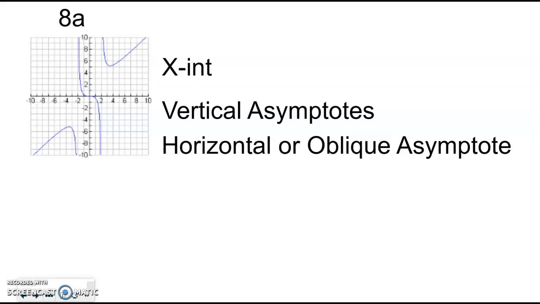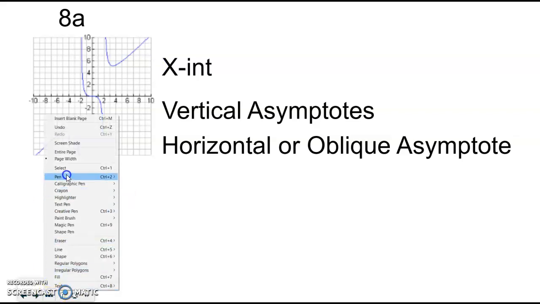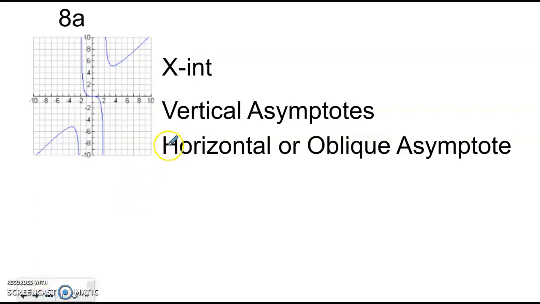Okay, so we're looking at your notes and trying to figure out what the equation of the graph that's given is. There are three things that in every one of these I'm going to ask you to try to find: what the x-intercepts are, what the vertical asymptotes are, and whether this has a horizontal or oblique asymptote.